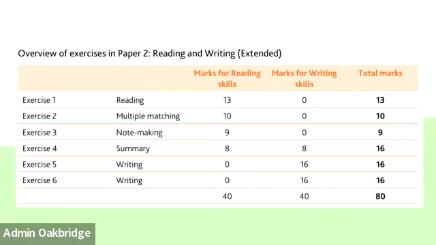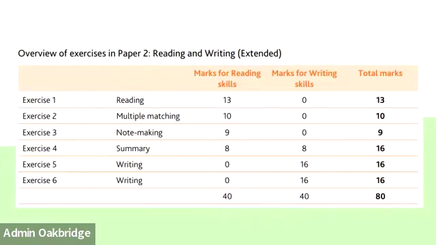For exercise 1, the reading, the total is 13 marks for reading. Exercise 2, multiple matching, is 10 for reading as well. Exercise 3, note making, is 9 for reading skills also. And then exercise 4 is your summary writing, where you get 8 marks for reading, where you need to find the content points in the passage. So you read to get the content points. So 8 marks for reading and another 8 marks for the writing. Once you write your summary, you will receive another 8 marks, so the total will be 16.